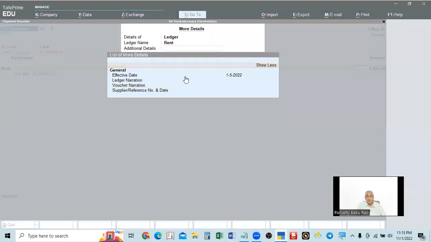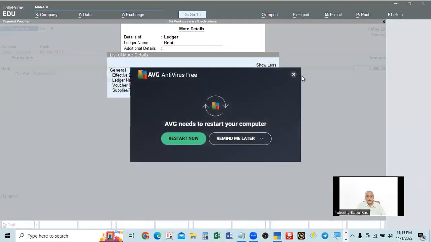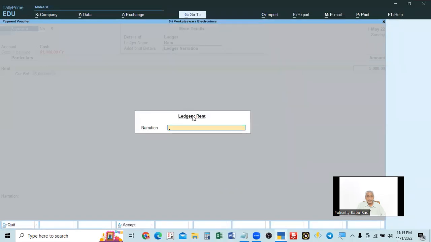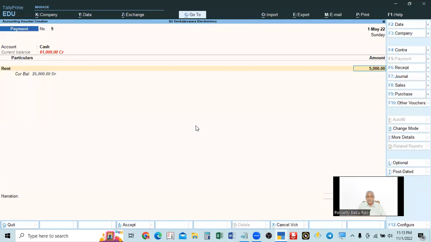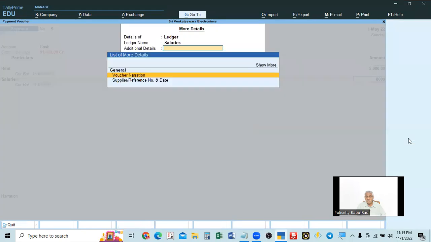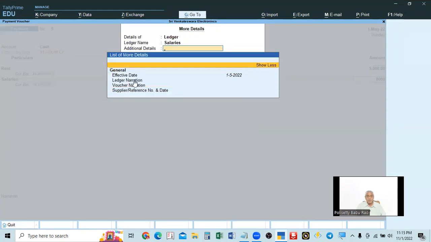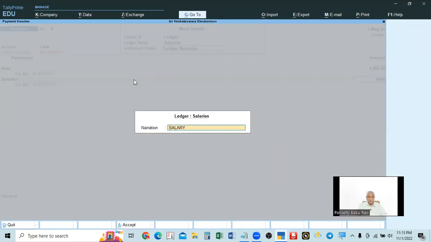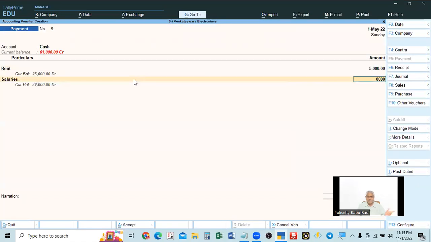then show more, then ledger narration, you can enter rent paid. Being rent paid, you can enter. Then one salaries account, again 8,000 rupees. Here also, you can go to more details, show more, ledger narration, salary paid for April, like this.